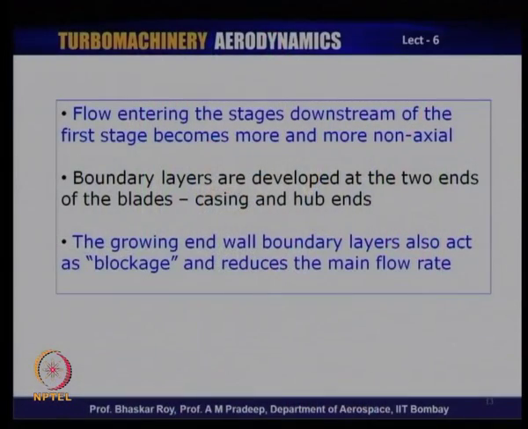We can summarize what we have talked about in a few words. Flow entering the stages downstream of the first stage becomes more and more non-axial. Indeed, it has strong radial and tangential components. As we have seen, boundary layers are developed at the two ends of the blades, the end wall boundary layers, as they are commonly called, the casing boundary layer and the hub boundary layers. The growing end wall boundary layers also act as blockage, as we have just discussed, and have a strong tendency to reduce the main flow rate, which of course, as you know, has a strong repercussion on the jet thrust creation of a typical jet engine. So, these are the salient features that happen when you have a three-dimensional flow.